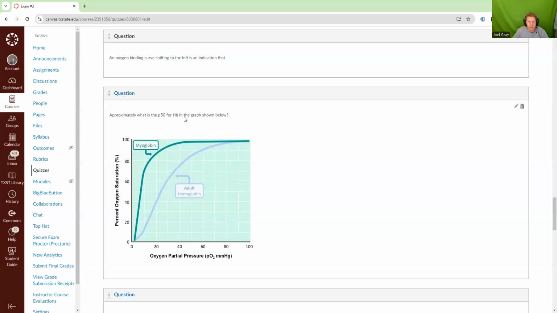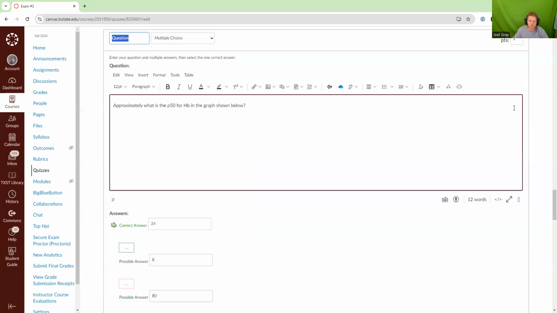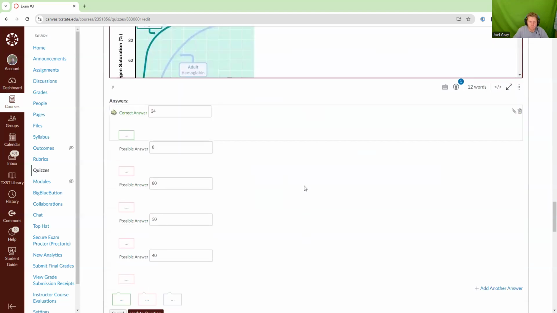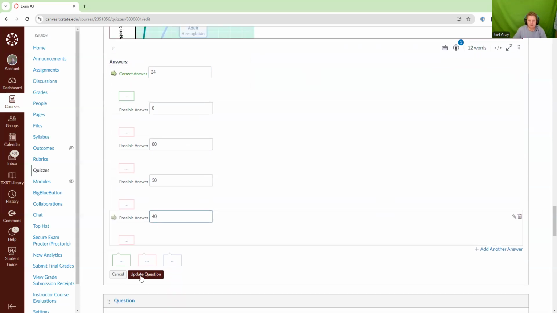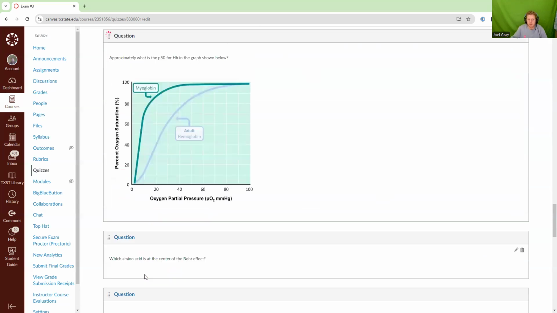Next question. Approximately what is the P50 per hemoglobin in the graph shown below? Now, despite the change in shape, the hemoglobin P50 is approximately, I'd call that about, 25 torr, so 24. Okay, so given these answer options, 24 is the correct answer. I think that 50 is a little bit of a tempting answer just because some people might struggle with what is a P50.